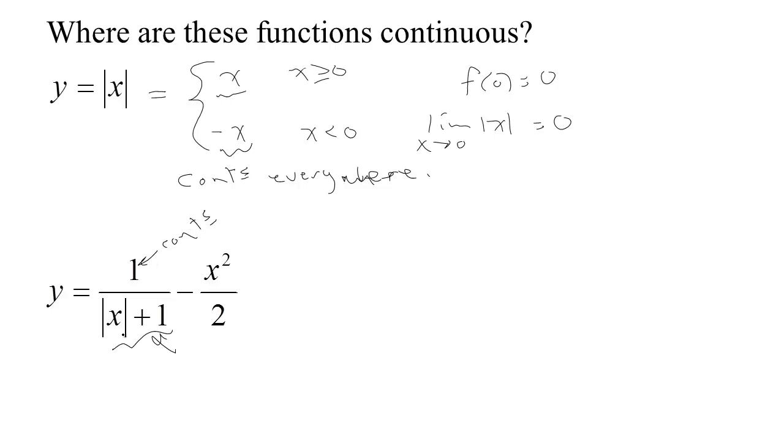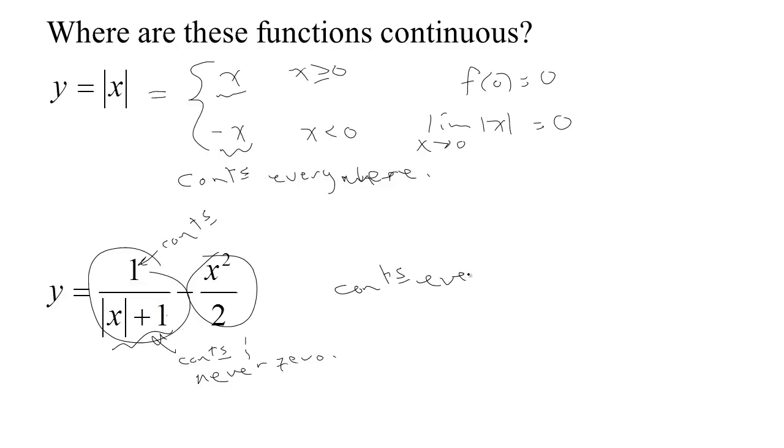and the bottom, 1 is a continuous function, absolute value of x, we just saw is a continuous function, so that's continuous. And this denominator is never 0, because the absolute value is always at least 0. At least 0 plus 1 is at least 1, so this denominator is never 0. So this has got to be a continuous function because it's a quotient of two continuous functions and the denominator is never 0. We have one continuous function minus another continuous function. This has to be continuous everywhere.